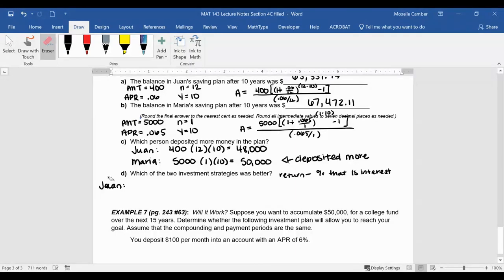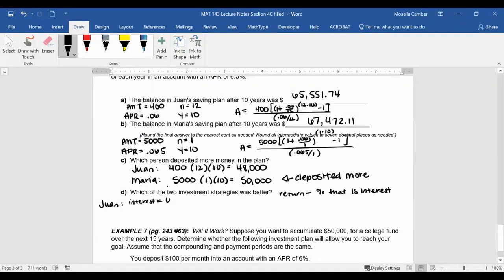Okay. I cannot spell Juan, apparently. Okay, so for Juan, we want the percent of the balance that is interest. So first we need to figure out the amount that is interest. So our interest is going to be the amount that he had at the end, so he had $65,551.74. Subtract off what he put in. He put in 48,000. So his total interest was 17,551.74.